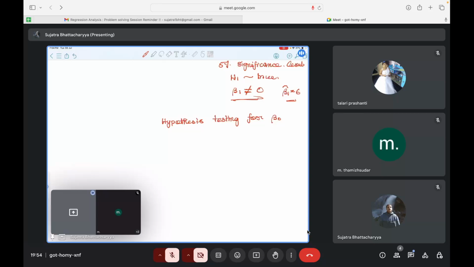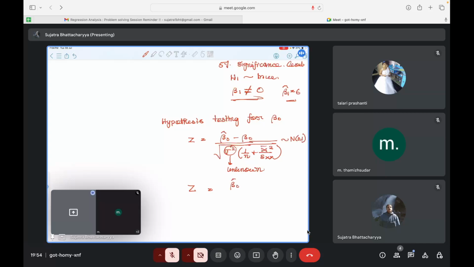Okay, there also you can do the same. Z is nothing but beta naught cap minus beta naught divided by root over sigma square times 1 by n plus x bar square upon Sx. This is how it is written, and this is nothing but the normal zero-one distribution. But sigma square is unknown. When a sample is given in your question, most of the times sigma square is unknown. So we have to change it.